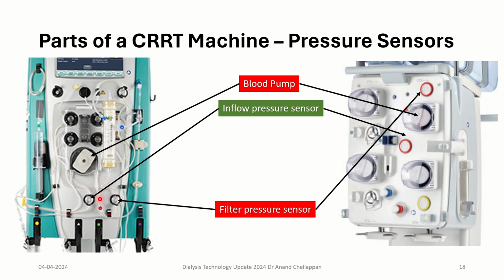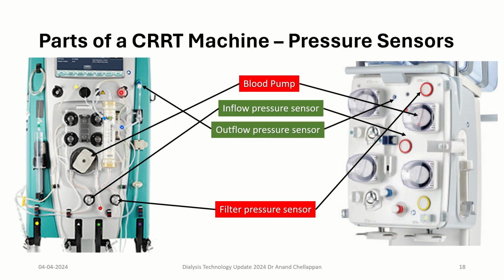Then we have the filter. So this is the CRRT filter. This is the blood pump. This is the inflow pressure sensor. After the blood pump, the blood goes through the pre-filter pressure sensor and then into the filter. Any abnormalities in the filter, like clotting of the filter, will be reflected by this pressure sensor as an elevated pressure. Similarly, it is located here in the Fresenius machine, after which it goes into the dialyzer, which is attached to this holder.